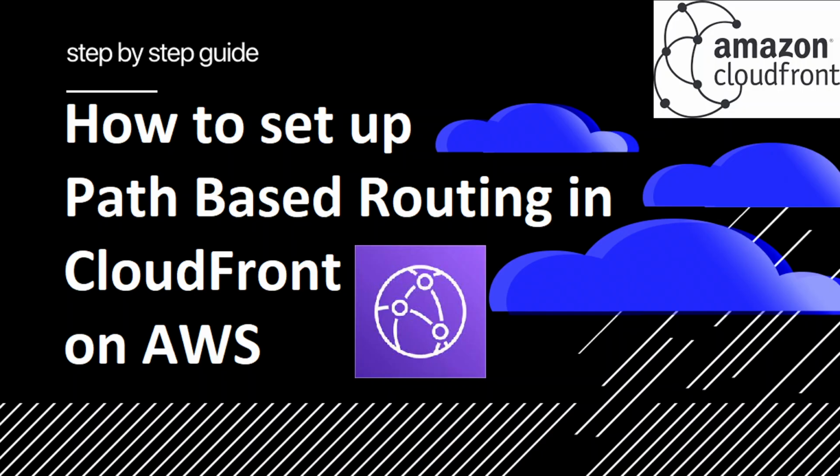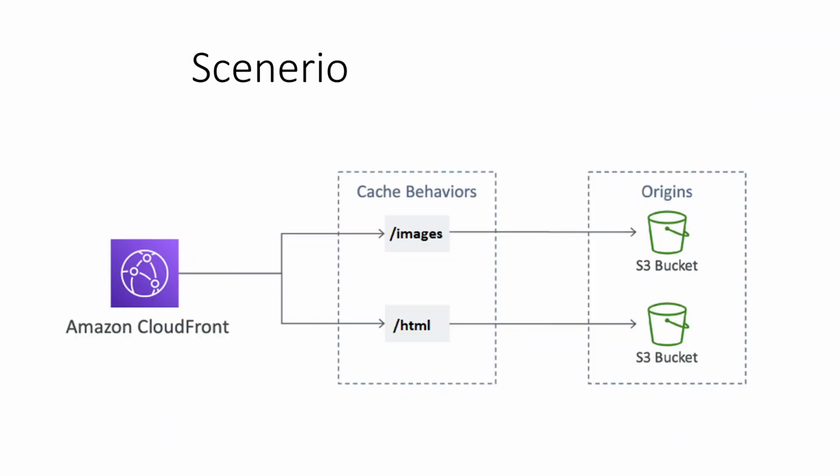In this video, I'm going to show you how you can set up path-based routing in CloudFront on AWS. So this is a scenario that we are going to replicate. We'll be creating two S3 buckets, one which will have images in it and one which will have HTML pages in it. And we'll also define cache behaviors like this.